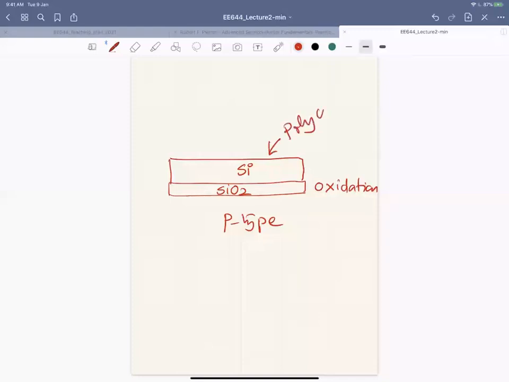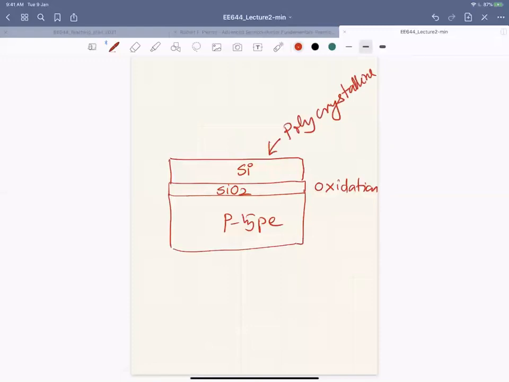But for better conductivity, we need crystalline material. But since the silicon is deposited on top of silicon dioxide, we cannot get crystalline material there. We have polycrystalline material.